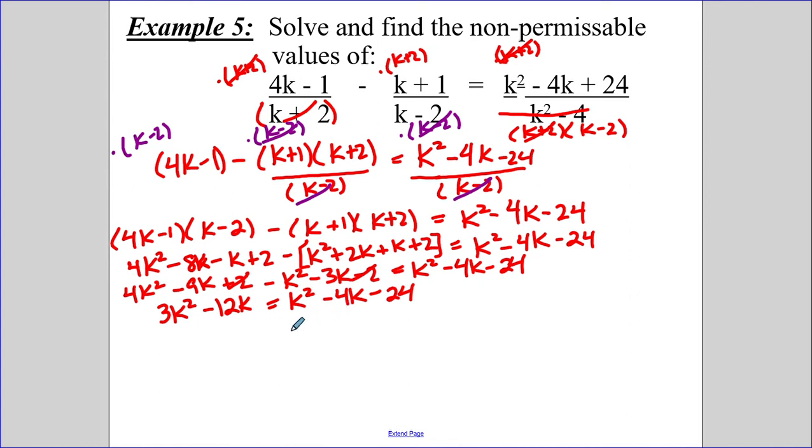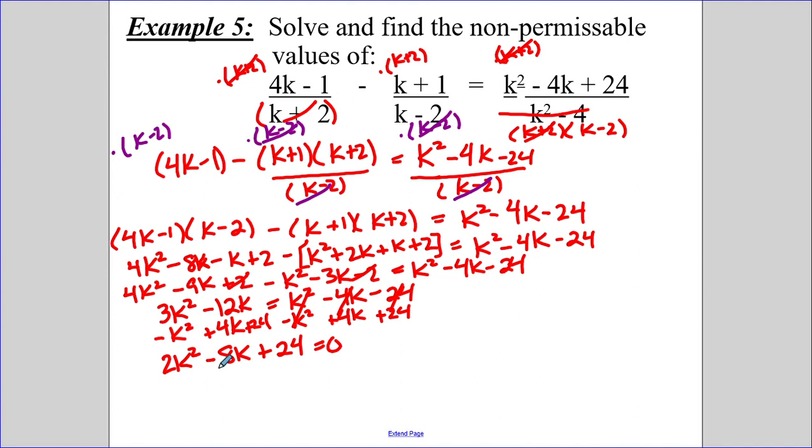So let's start to combine our like terms together. I'm going to minus a k squared, add a 4k, and add a 24. That helps me cancel all three terms here, as long as I do it on this side as well. So minus k squared plus 4k plus 24. So 3k squared minus k squared is 2k squared minus 8k plus 24, and that equals 0. So all these terms cancel out.